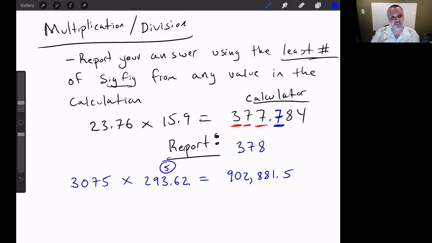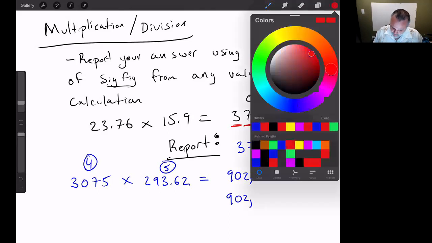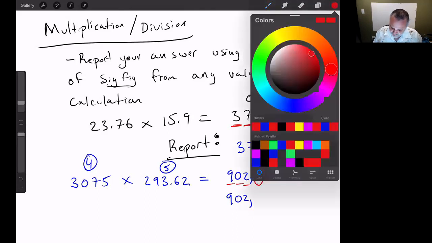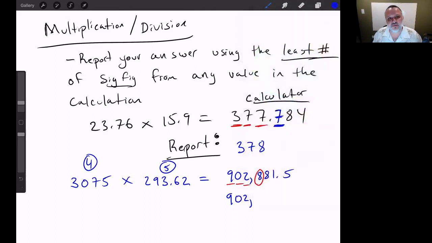It's a sandwich 0, which makes it easy. That's significant. So this one is 4. So I'm going to report my number to 4 significant digits. So where's the 4th significant digit? 902. So this is 1, 2, 3, 4. There's the 4th significant digit. It's an 8. The number after it is an 8, so I need to round up.